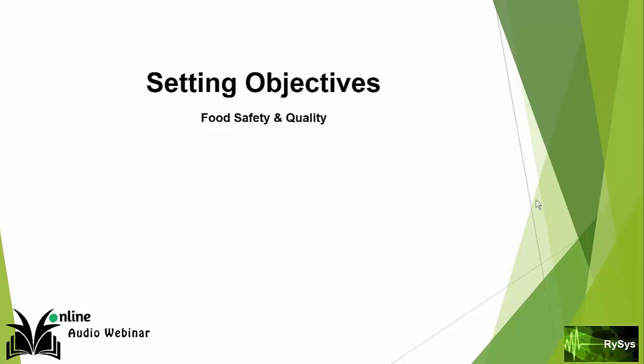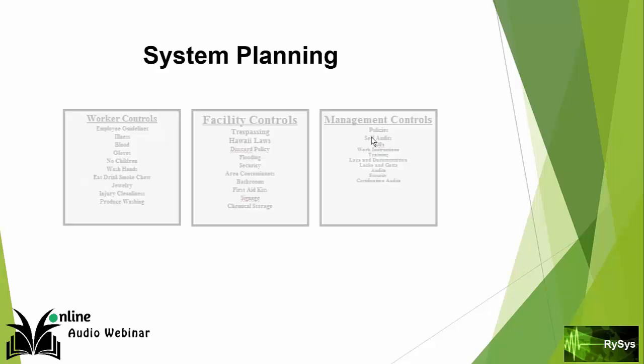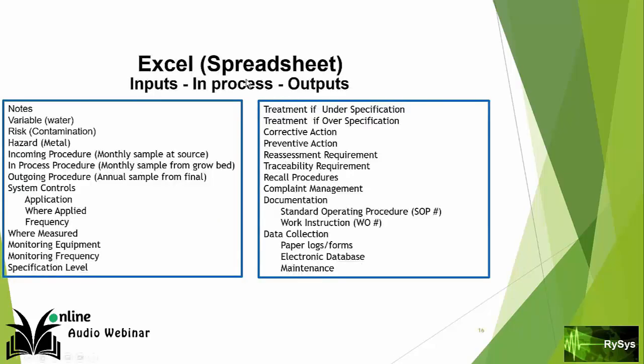So to start off, we want food safety and quality objectives for our system. On the food safety end, we want to prevent biological hazards. Let's look at this strategy for planning. On the spreadsheet, I look at inputs, process, and outputs.